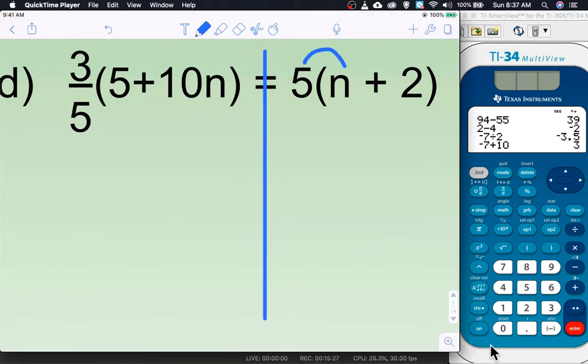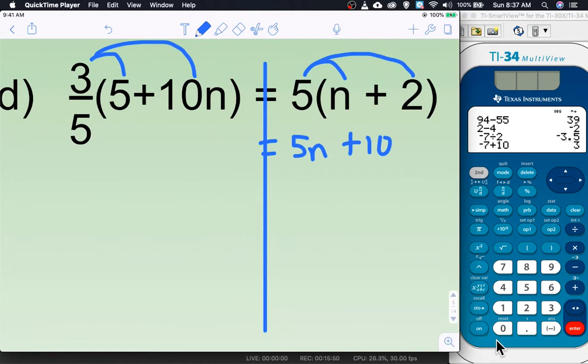So 5 times n is 5n. 5 times 2 is 10. Okay, that's the pretty side. Ugly side, which actually isn't as ugly as it looks. We are going to have to multiply the fraction 3/5 times 5n and 3/5 times 10.